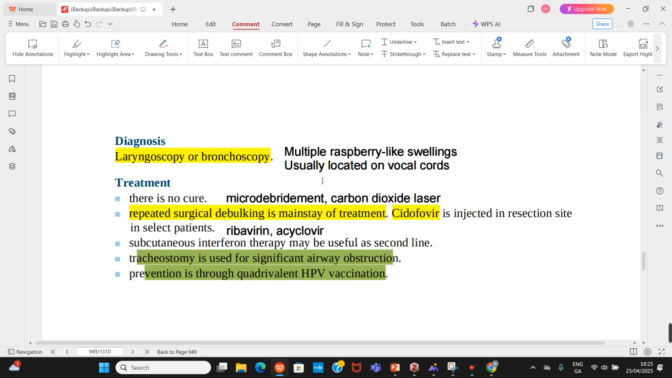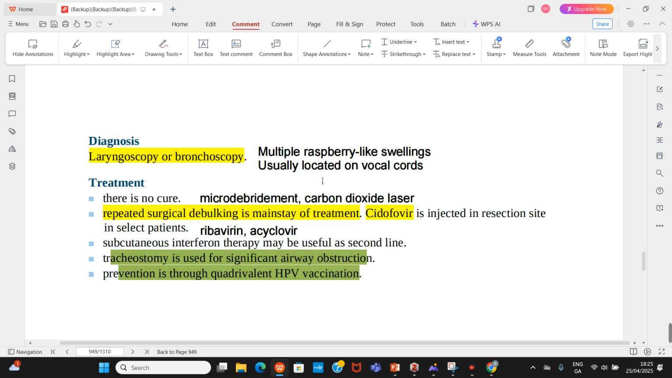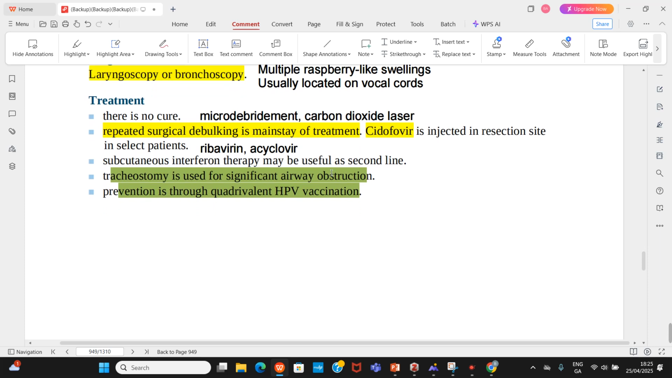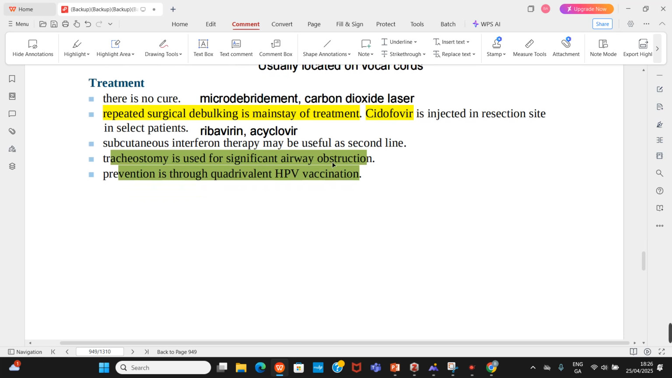Those are the papillomas. There's no cure for it. You just keep debulking. They do surgical debulking, like microdebridement, or they can now use CO2 laser. Some patients can also benefit from cidofovir, but there's no cure. You just need to keep at it with surgery to debulk those warts.